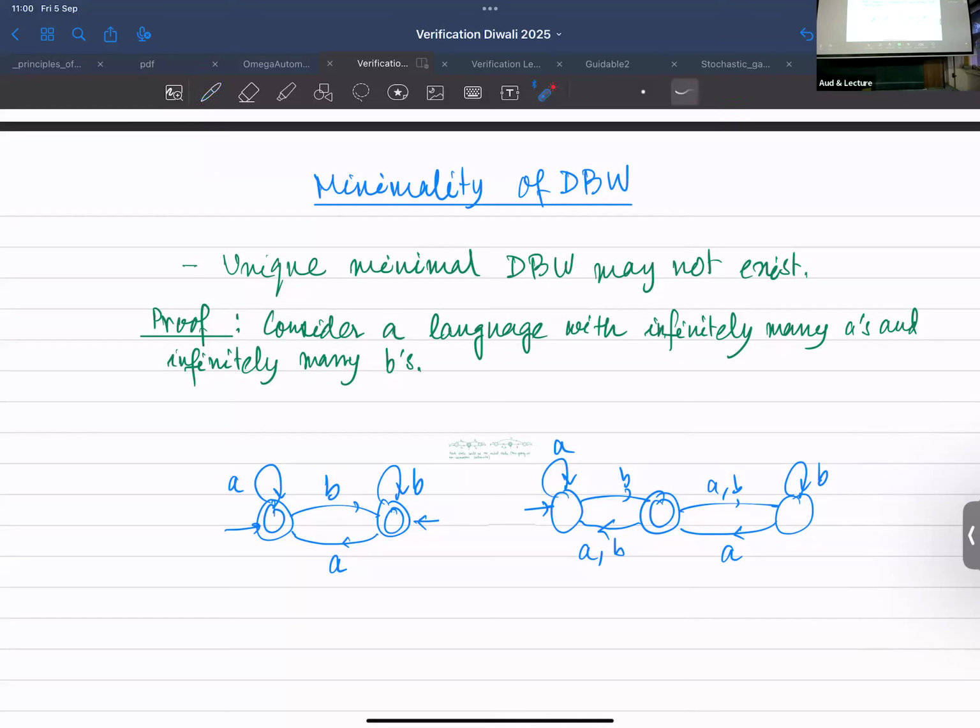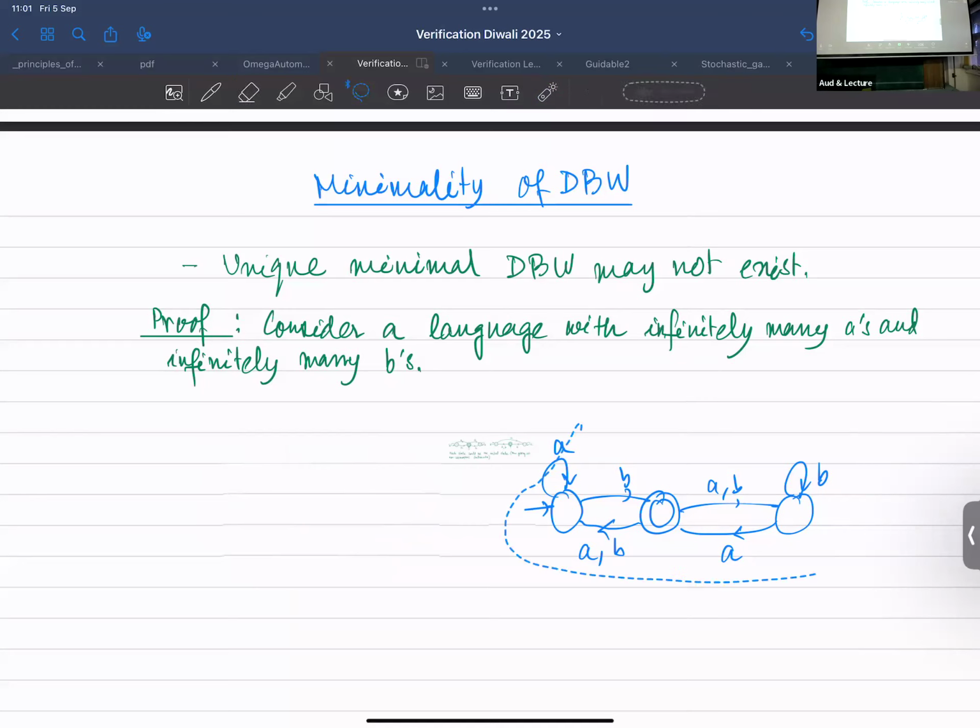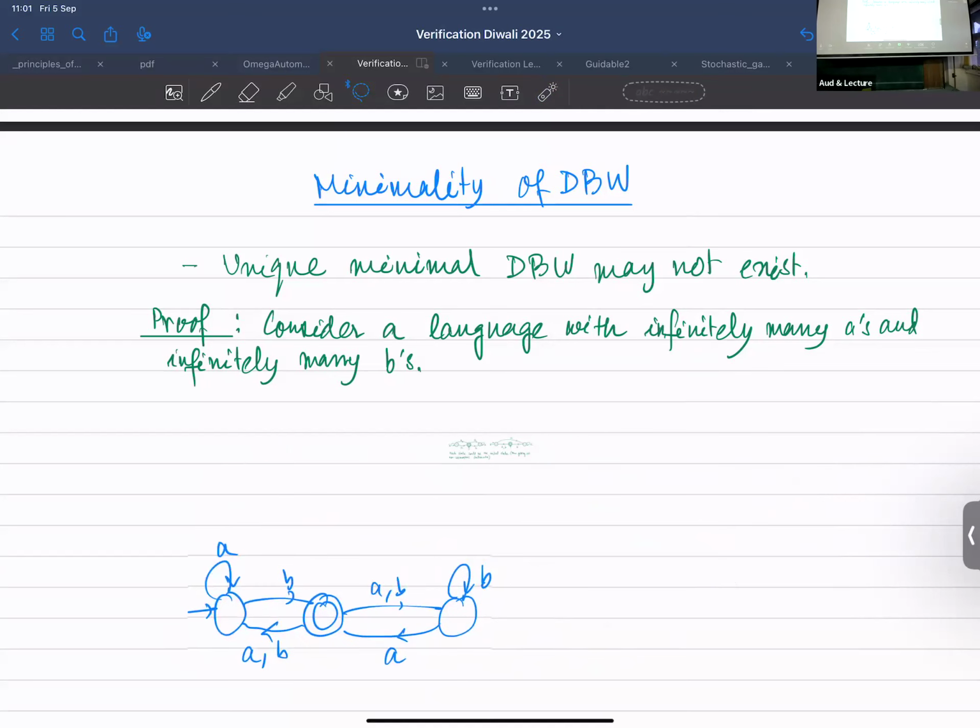You can start with some A's and then you see some B, and then, well, this is not quite correct, because it is not a DBW, you can have a B omega. If we see A, then we will go back, and if we see a B, we will go ahead. That is how to determine it. It doesn't matter. If we see a B, we will go ahead, and if we see an A, we will come back.